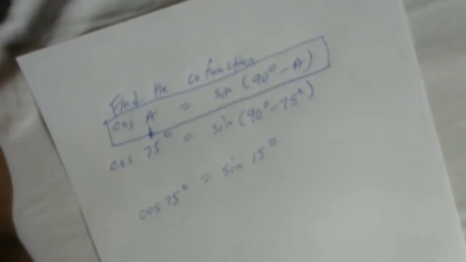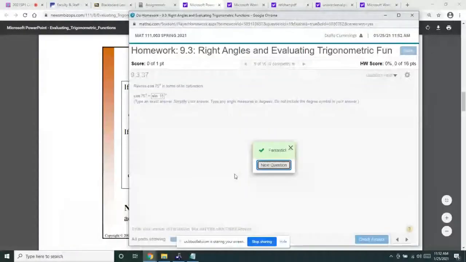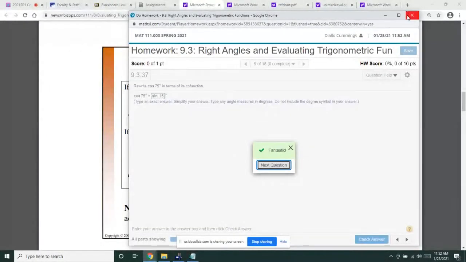So I'll go back. All right, so we got the sine of 15 degrees.